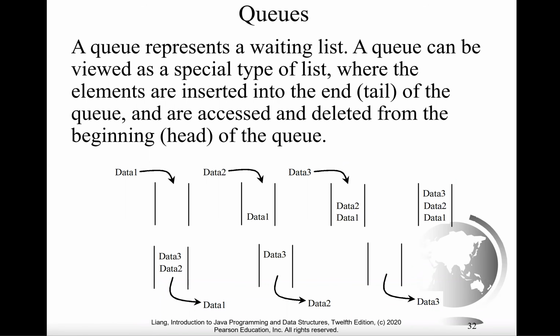Queues. A queue represents a waiting list. A queue can be viewed as a special type of list where the elements are inserted into the end of the queue and are accessed and deleted from the beginning of the queue. So this is the empty queue, add things into the queue, into the queue, into the queue. Now when you remove, remove from the beginning.